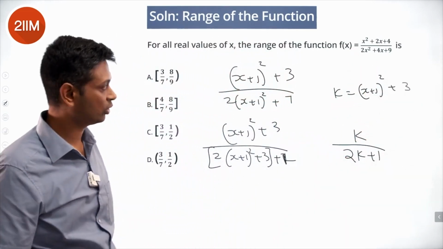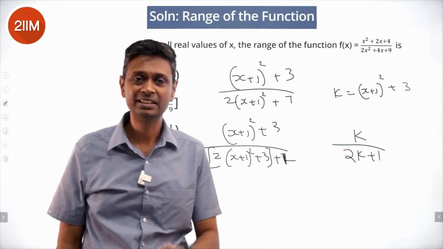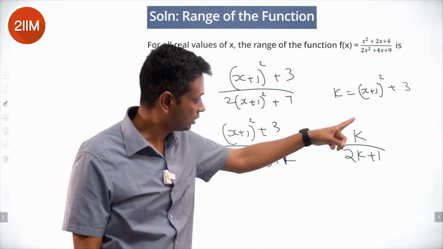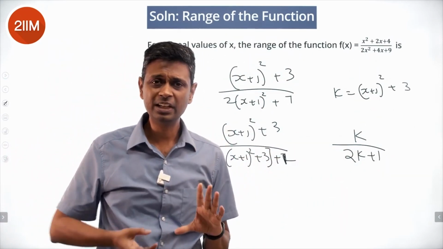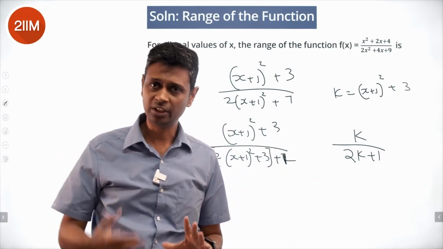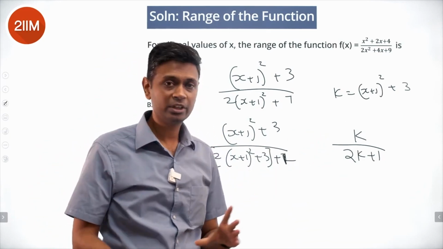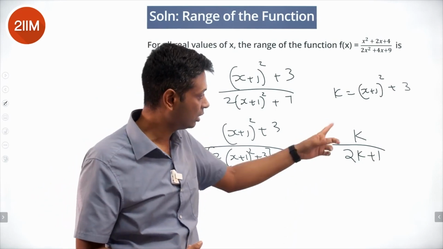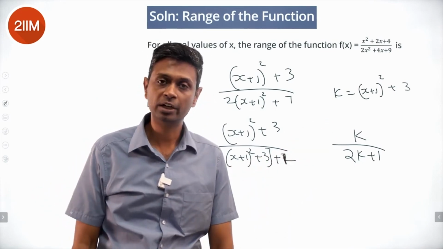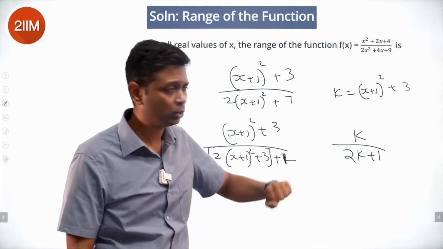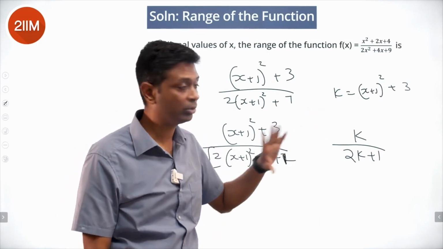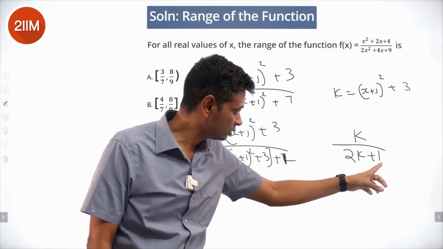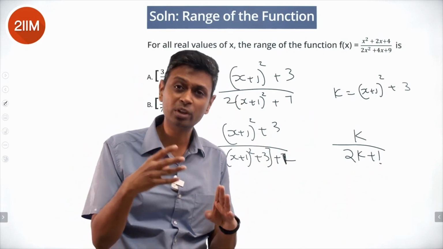Wonderful. So the minimum value k can take is 3. This is 3 by 7. If k is any more than 3, then this number will keep getting bigger and bigger, k by 2k plus 1. So 100 by 2 into 100 plus 1, 1000 by 2 into 1000 plus 1, a million by 2 into million plus 1. This 1 loses significance slowly.